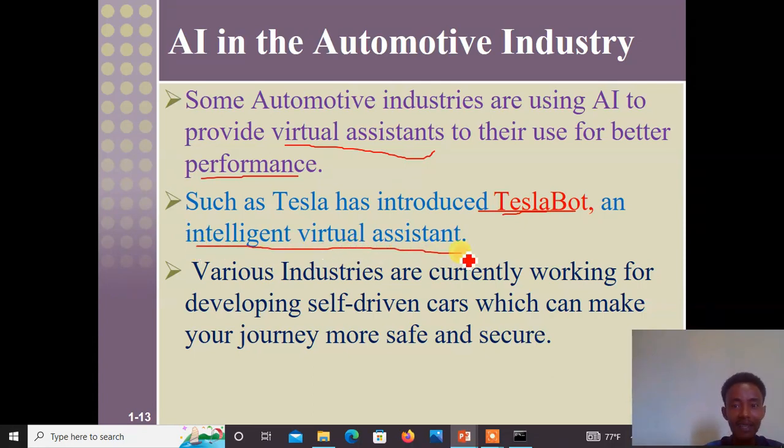virtual assistant that helps the employee in one particular factory, especially in the automotive industry. It receives questions from the employee and provides the answer for that particular employee in one particular factory. Such a Tesla is an intelligent virtual assistant.